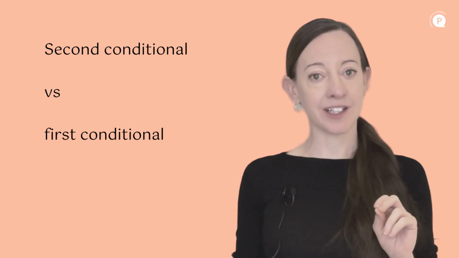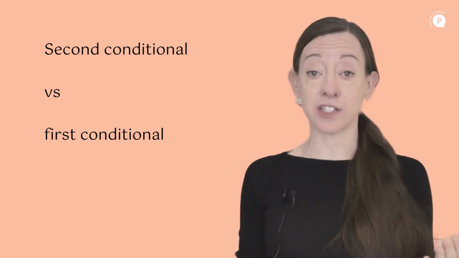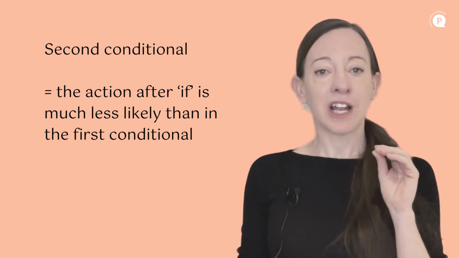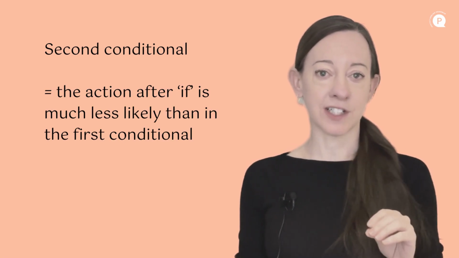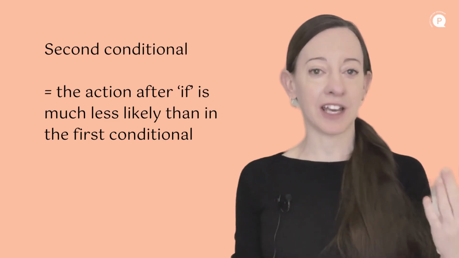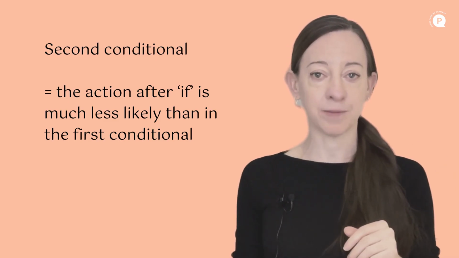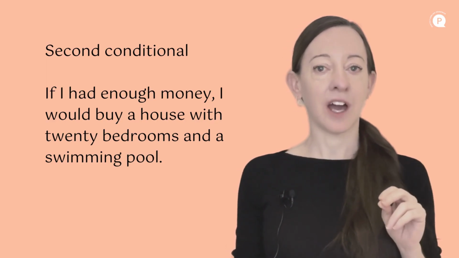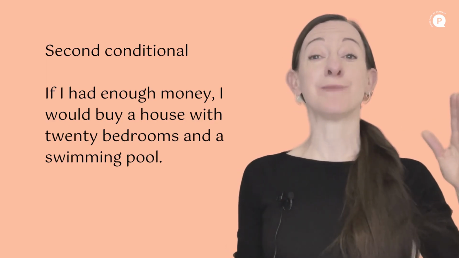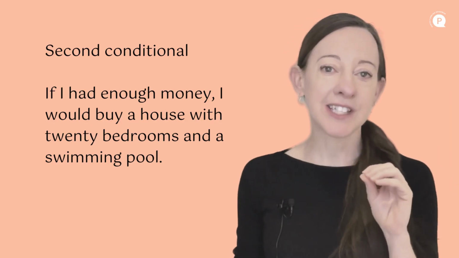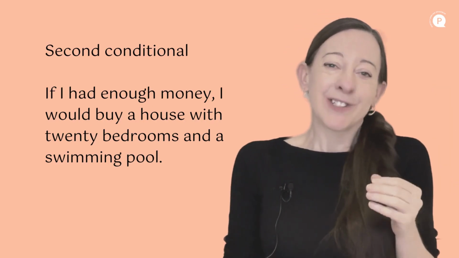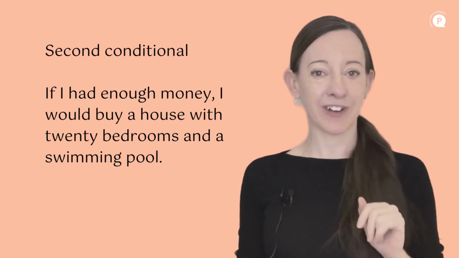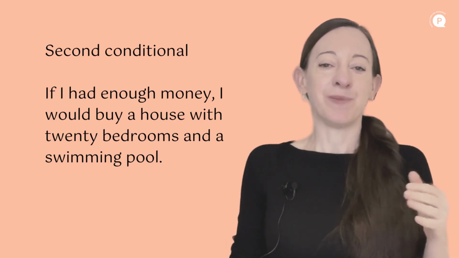How is the second conditional different from the first conditional? The second conditional is much less likely than the first conditional. So the action in the if clause is much less likely. For example, if I had enough money, I would buy a house with 20 bedrooms and a swimming pool. I use the second conditional because it's not very likely that I will have enough money to buy this kind of house. It's just a dream.